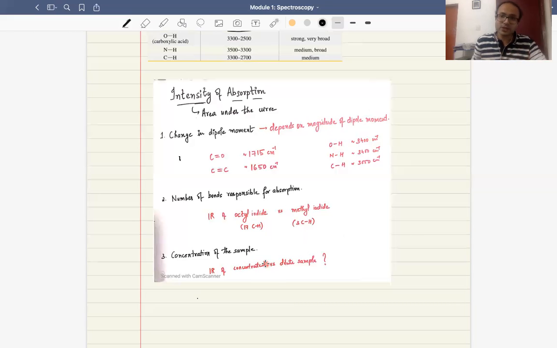In the next video, we will be talking about what decides the position of the peak. That means, if CO is coming at 1700, why is it coming at 1700? If OH is coming at a pretty high frequency, why is it coming at such a high frequency? So what decides the position of the peak in the IR band is what we are going to see in the next video. I hope you understood this.